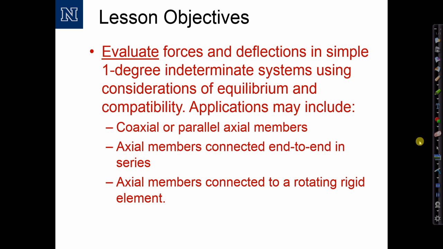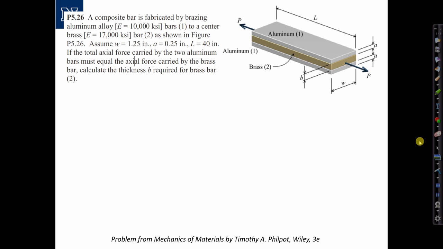Our objectives for this lesson, what I want you to be able to do after completion of the lesson, is to evaluate forces and deflections in simple 1-degree indeterminate systems using considerations of equilibrium and compatibility. Applications may include systems with coaxial or parallel axial members, systems with axial members connected end-to-end in series, and systems with axial members connected to a rotating rigid element. And we will look at an example of all three types.